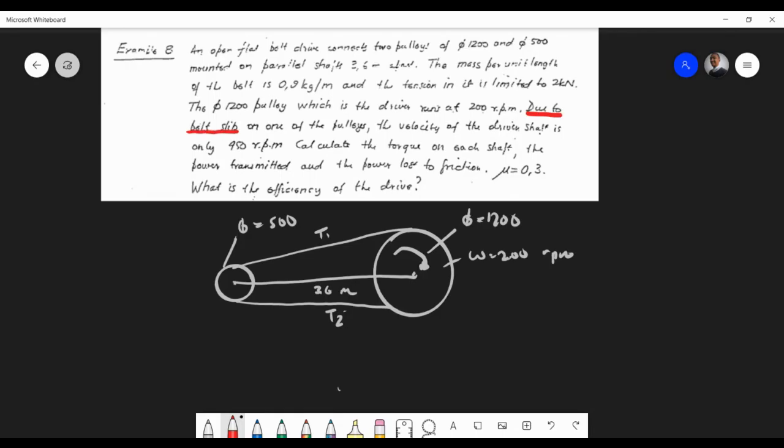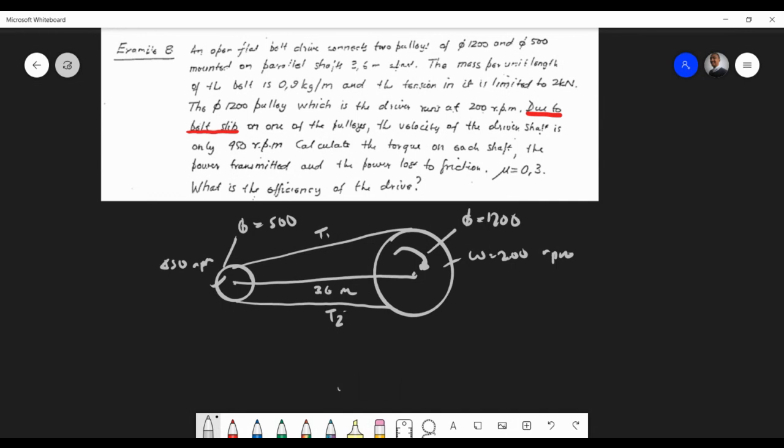On one of the pulleys, the velocity of the driven shaft is now 450. Calculate torque on each shaft, the power transmitted, and the power loss to friction. What is the friction in the drive? So my question is due to slip, and it's giving you another RPM.